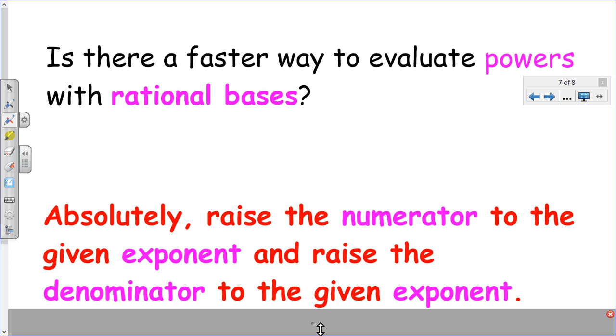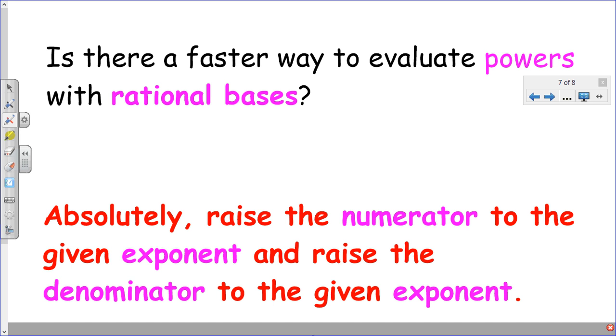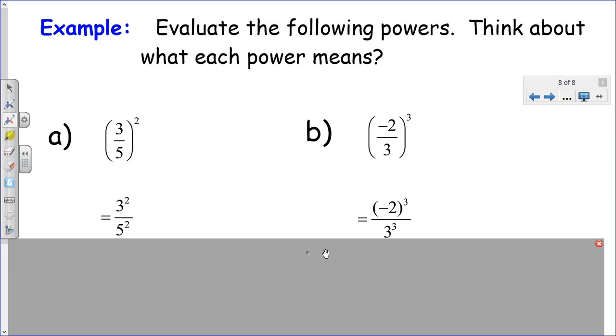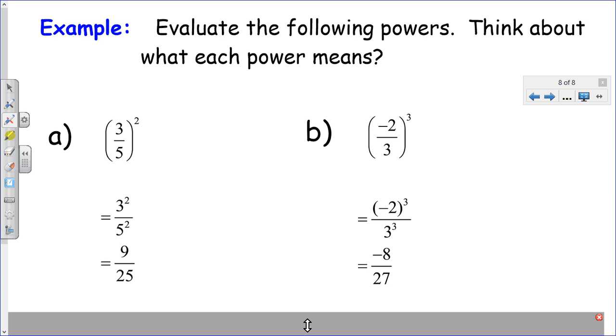So in general, absolutely, we can do it faster. We can raise the numerator to the exponent and the denominator. So just like what I showed you over there, 3 over 5 squared means 3 squared over 5 squared. Negative 2 over 3 cubed is negative 2 cubed over 3 cubed. And we can just evaluate those on our calculator that way. And that allows us to show our work as well. So when we're trying to show an understanding, we've shown it by doing that.